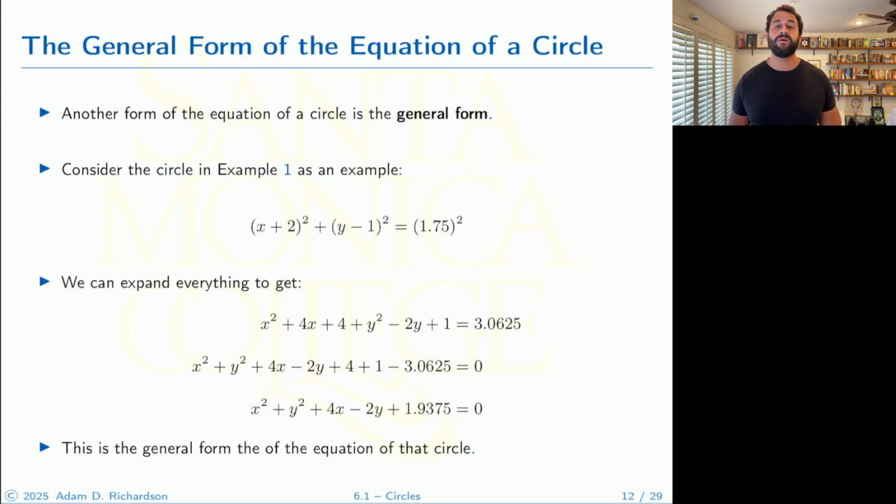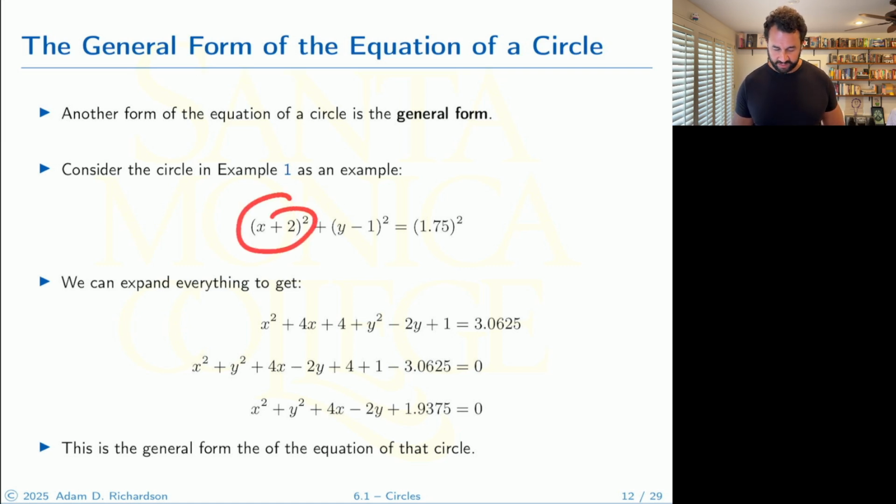Okay, now let's talk about the general form of the equation of a circle. So another form is the general form. In example one, we had this standard form of that circle. If we want to get the general form of a circle, all we do is expand everything and move everything to one side. That's all we got to do. So multiply everything out and move everything to one side.